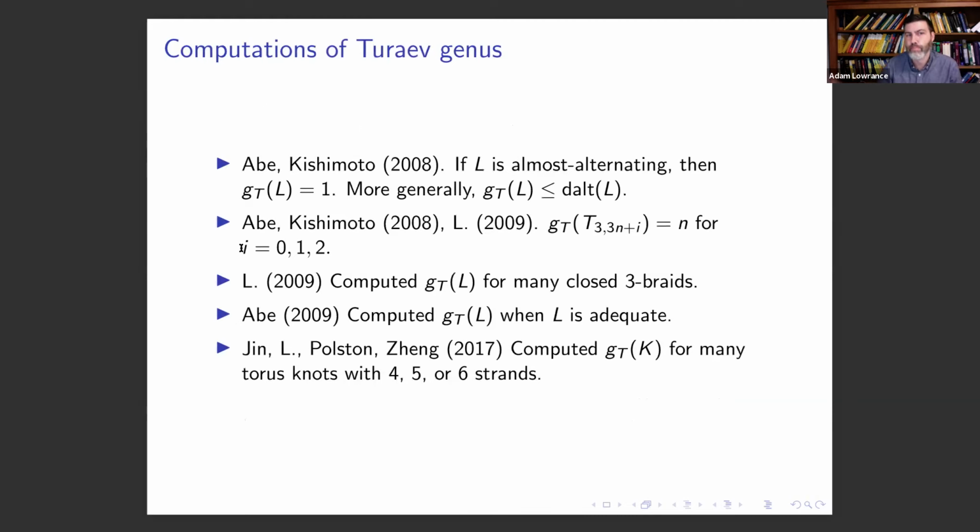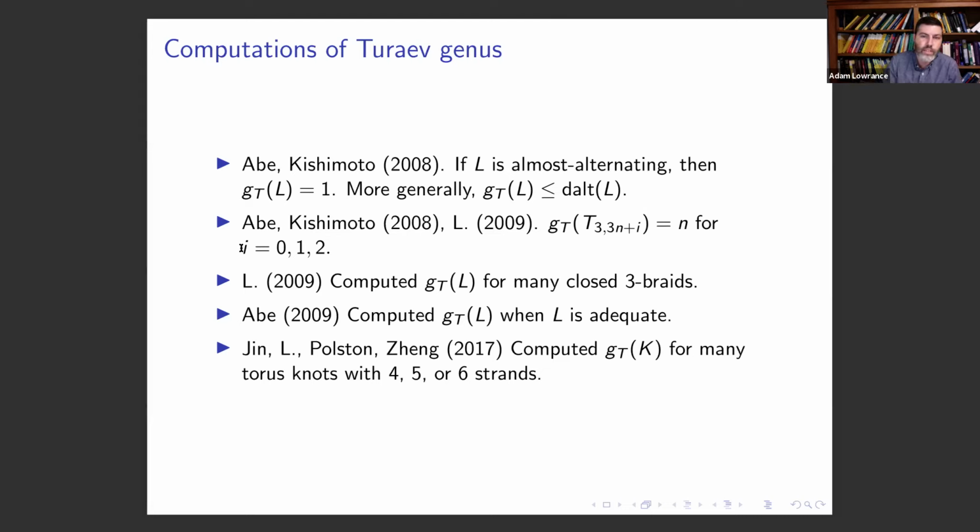And then we can use, of course, so I just listed a bunch of lower bounds for Turaev genus. So how can we actually use those to compute things? Abe and Kishimoto noticed that if you have an almost alternating knot or link, and I'll write down the definition of this later on because it comes up. The definition here that I'm using for almost alternating is the link is non-alternating and it has a diagram such that one crossing change will transform that diagram into an alternating diagram.